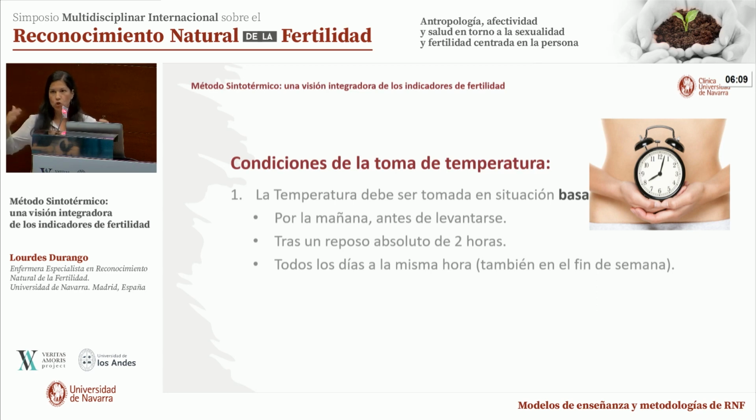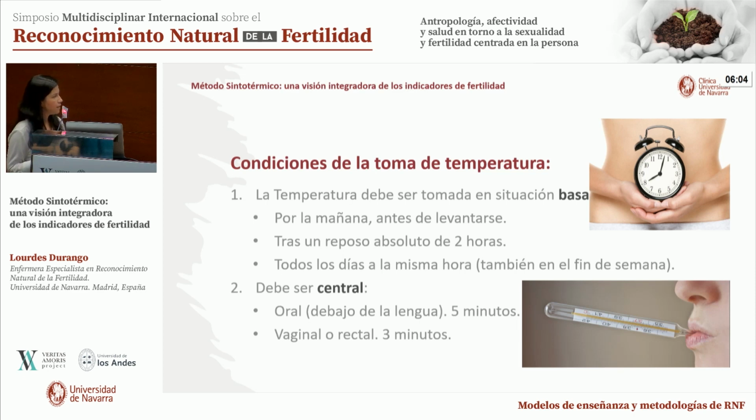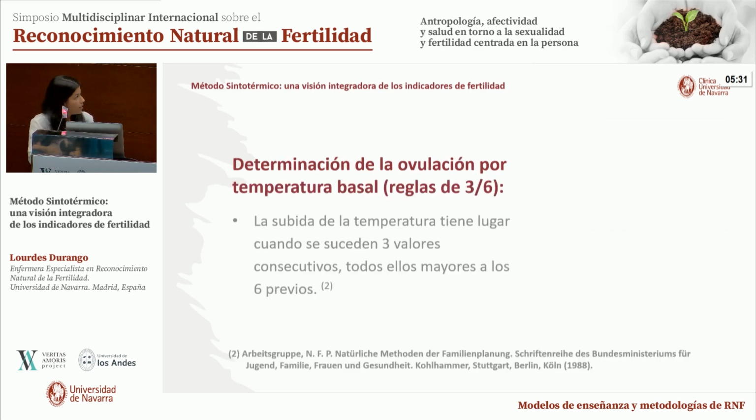Then when we know the chart well, not all the days of the cycle will it be necessary to measure the temperature, only the most important ones. It has to be central, be in contact with the mucosa. We can't take it under the arm, axillary. It has to be under the tongue, vaginally or rectally. If the temperature is taken orally, the thermometer has to be 5 minutes in contact with the mucosa before looking at the temperature. If it's vaginal or rectal, 3 minutes will be enough. And it's important to write down any change in the routine that could affect the temperature. We said that already. Big dinner, not enough rest, a few drinks at night, etc.